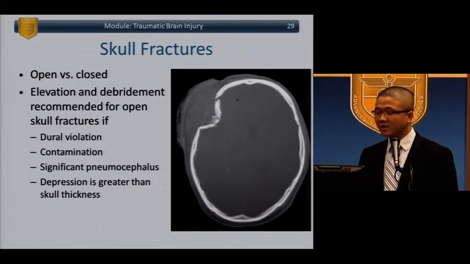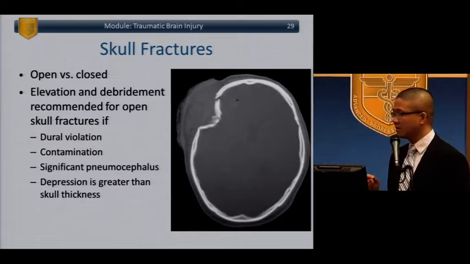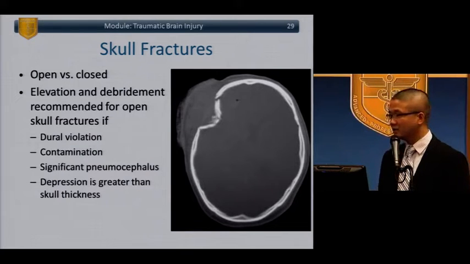Okay, so here's the indication list for elevation and debridement for open skull fractures. If you think that there's dural violation, if it was a really, really dirty wound, if you have significant pneumocephalus on the CAT scan of the head, or the depression is greater than the skull thickness, this patient needs antibiotics, number one. Number two, needs to go to the operating room to have decompression, debridement and elevation of the skull.